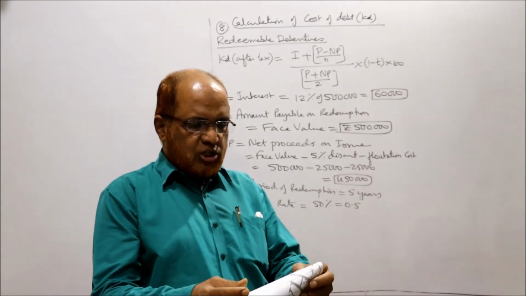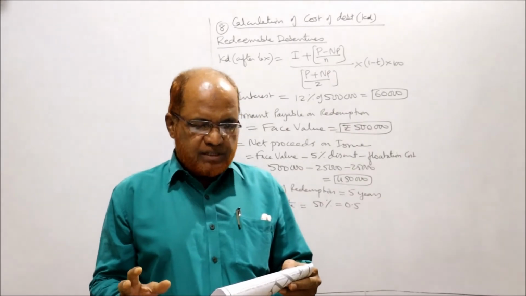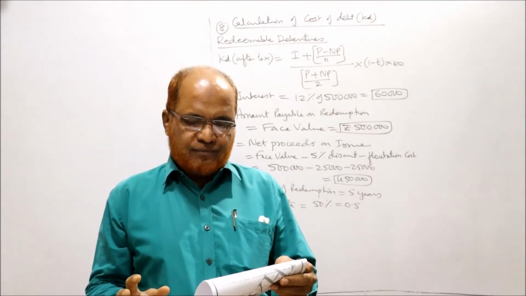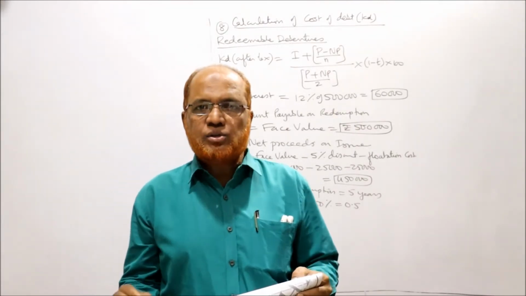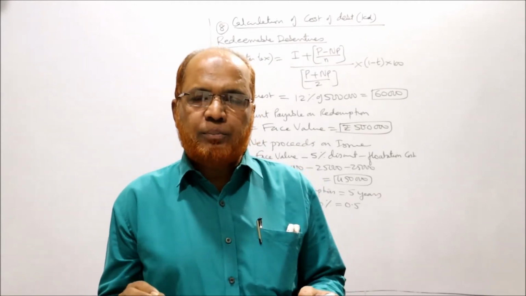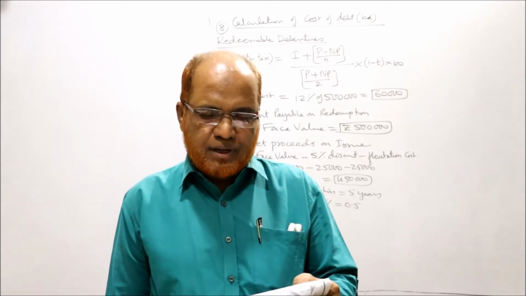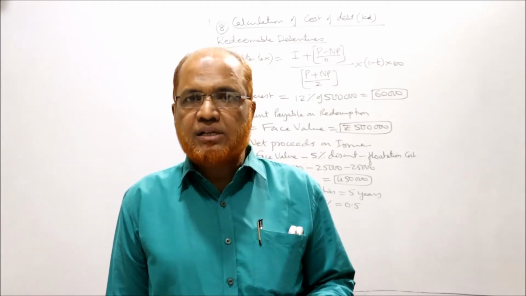Eighth one: a company issues 5,000 12% debentures of rupees 100 each at a discount of 5%. So 5,000 into 100, 5 lakh rupees of debentures were issued. 12% interest, so 5 lakh into 12%, 60,000 is the interest. And it was issued at 5% discount.